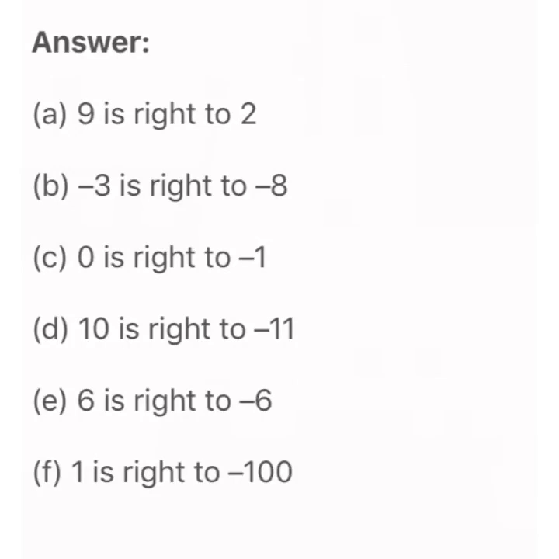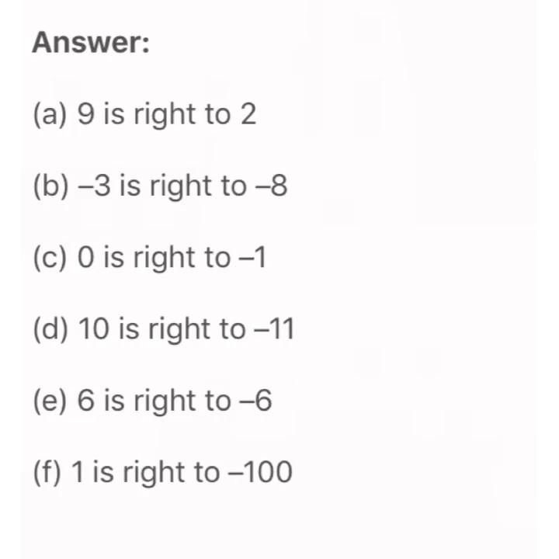Next is minus 6 and 6. Here again minus 6 is left of origin and 6 is right of origin. So here 6 is right of minus 6. Then the last one is 1 and minus 100. So here, children, minus 100 lies to the left of origin and 1 lies to the right of origin. Hence 1 is right of minus 100.